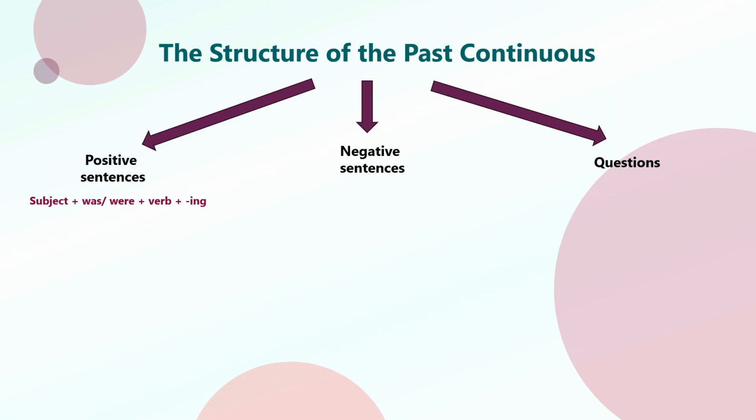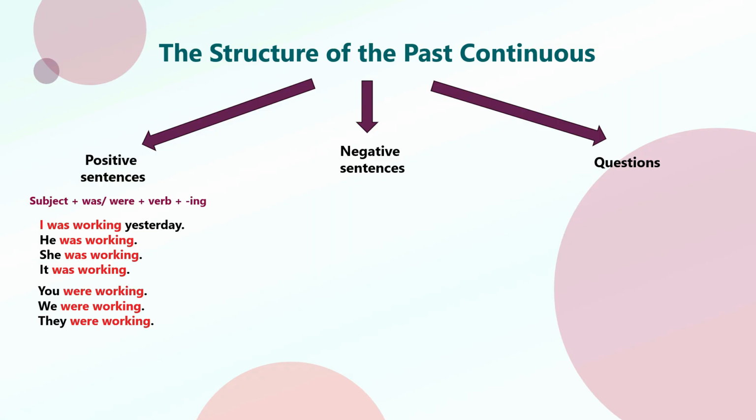For example, with I, he, she, or it, we say was working. Repeat after me. I was working yesterday. He was working. She was working. It was working. Now, for you, we, and they, we change the form of to be. You were working. We were working. They were working.